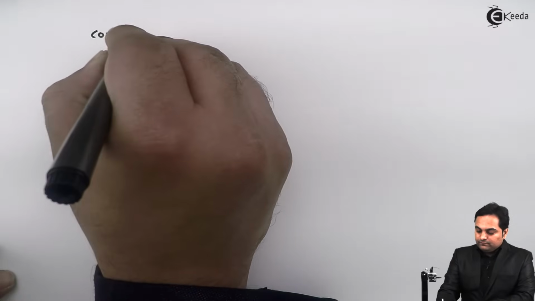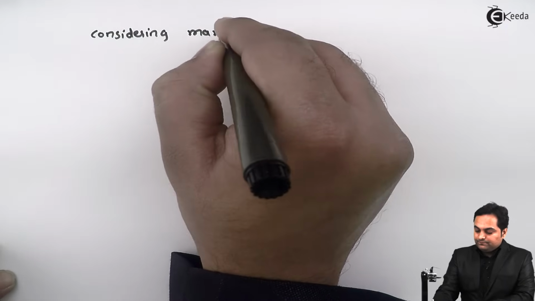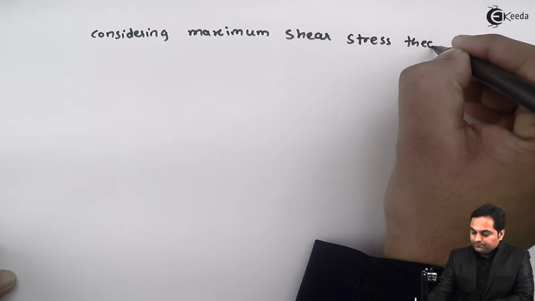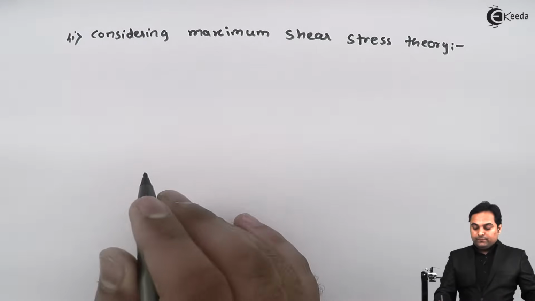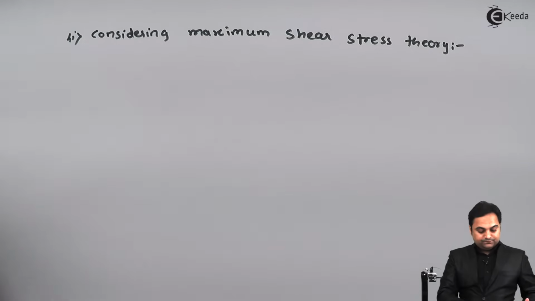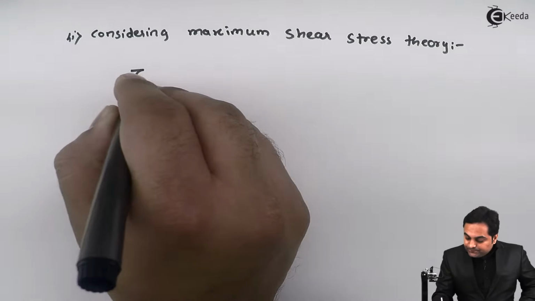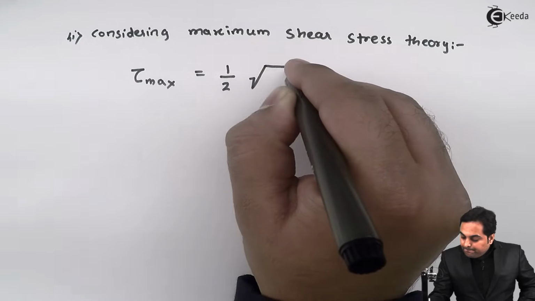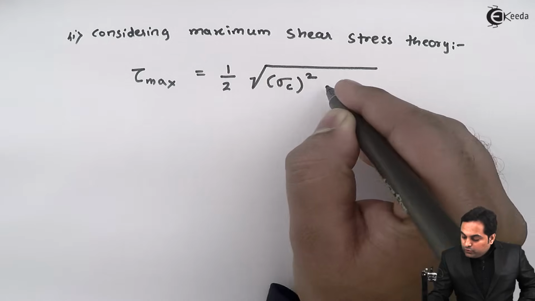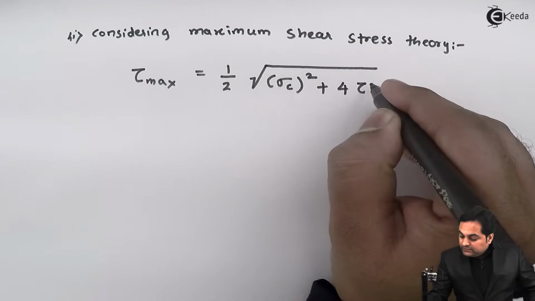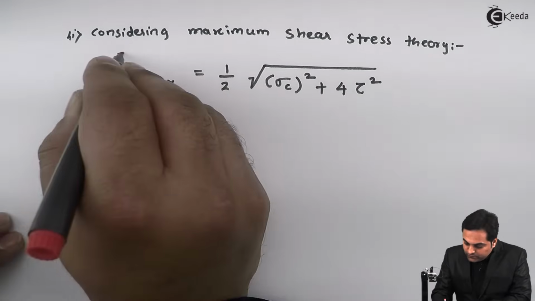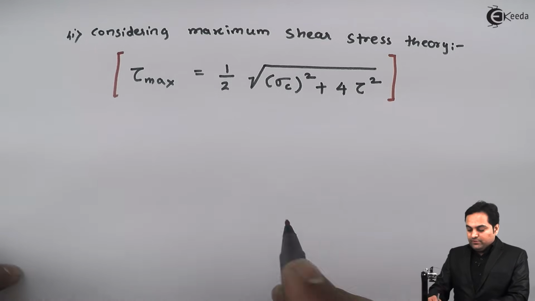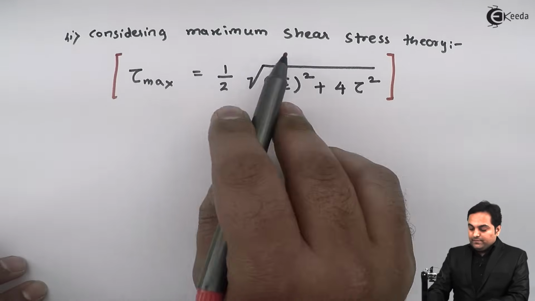considering maximum shear stress theory. From this theory we can write tau max is equal to half of under root sigma c whole square plus 4 into tau square. Because the screw is subjected to two kinds of stresses at the same time, we can get this maximum shear stress from the maximum shear stress theory.